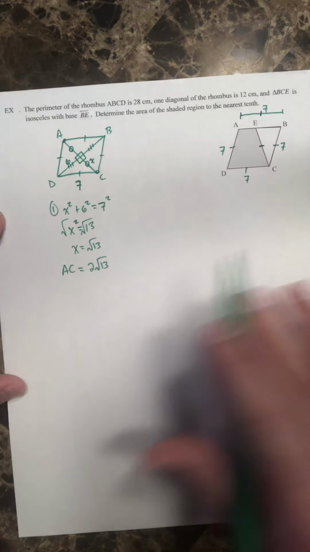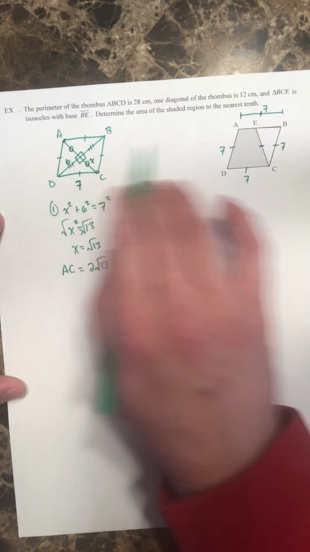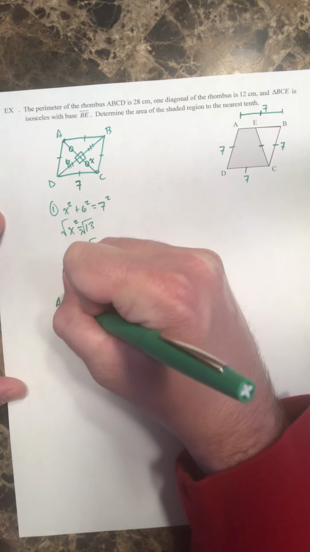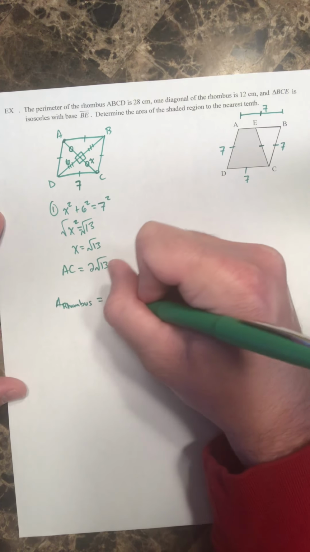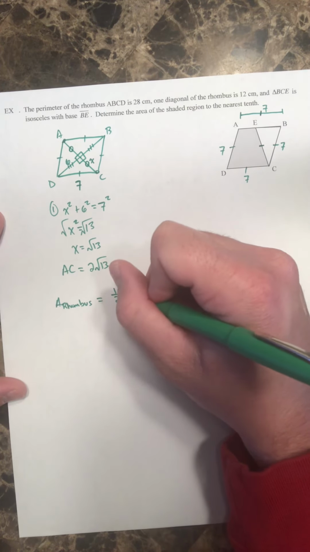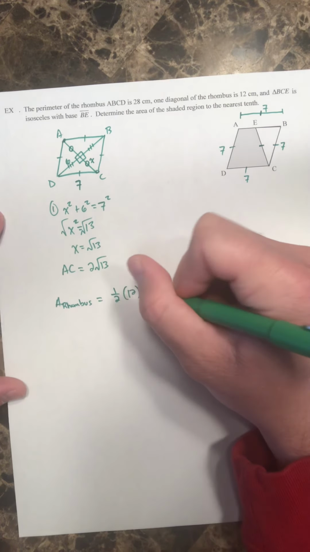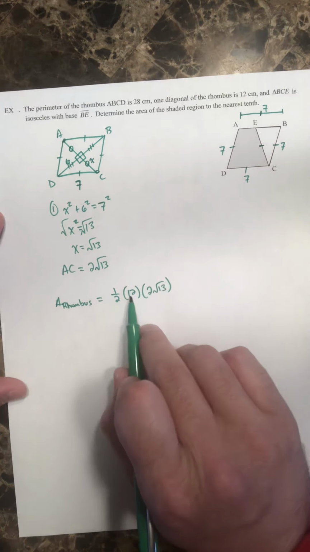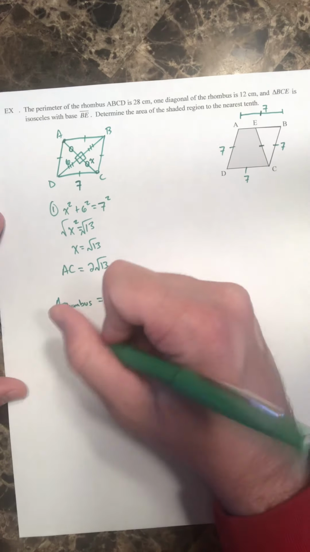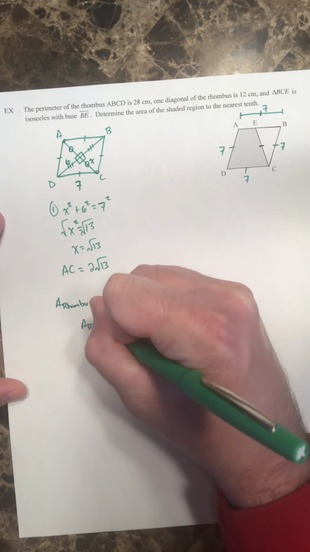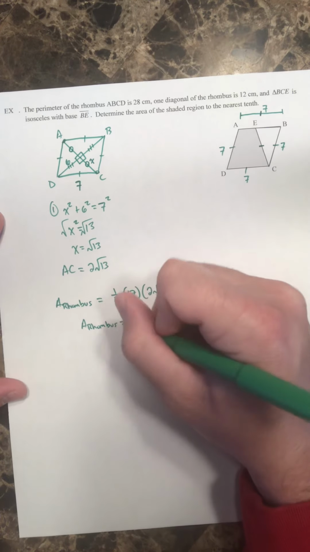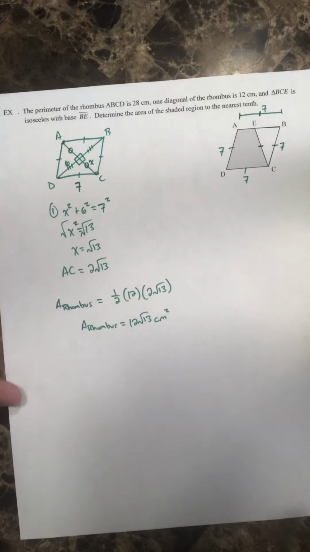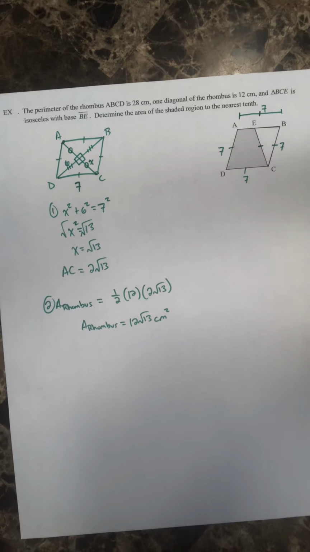So now we should be able to get the area of the entire rhombus. Since a rhombus is a kite, we can use one half diagonal 1 times diagonal 2. So diagonal 1 was 12, diagonal 2 is 2 root 13. So half of 12 is 6, 6 times 2 is 12. So the area of the rhombus should be equal to 12 root 13 centimeters squared. All right, so let's call that step 2 of our work.